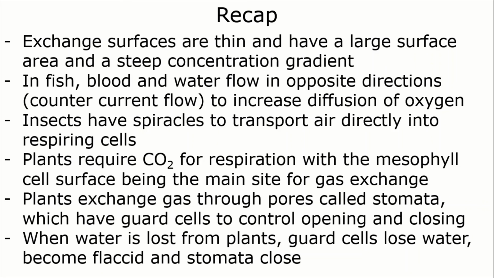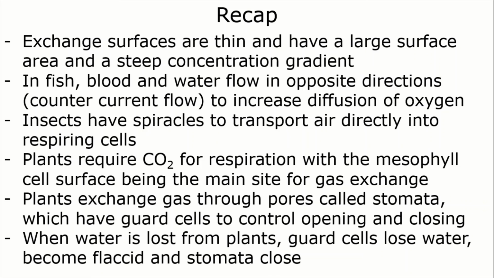So to recap what we've covered, we've learnt that exchange surfaces are thin, they have a large surface area and a steep concentration gradient. We've learnt that fish have blood and water flowing in opposite directions, so this countercurrent flow, and this increases the diffusion of oxygen. Insects have spiracles, and this transports air directly into the insect's respiring cells. We know that plants require CO2, that shouldn't be respiration, that should be photosynthesis. And the mesophyll cell surface is used as the main site for gas exchange.